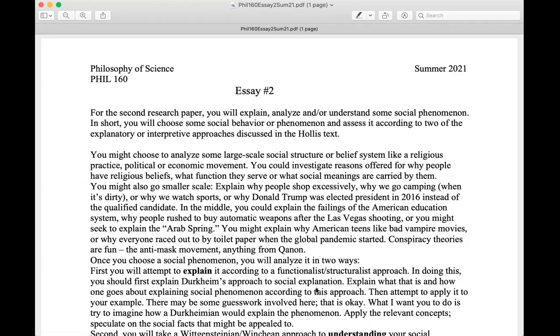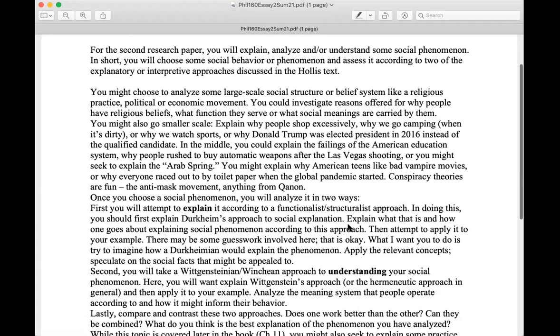So you will describe your social behavior or phenomenon at some length. Again, you're just choosing one this time, but I do want you to tell me quite a bit about it. Assume that I don't really know what it is. If you want to explain something like the rush on toilet paper, or why there are sports fans, go on for a page. Just tell me about the practice itself.